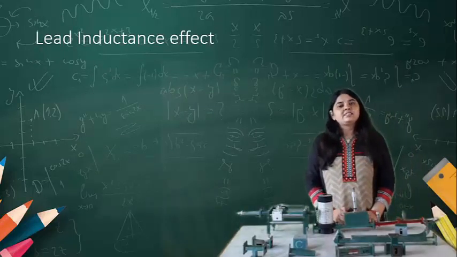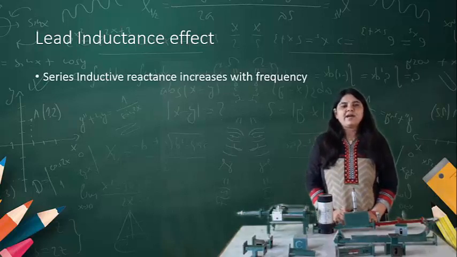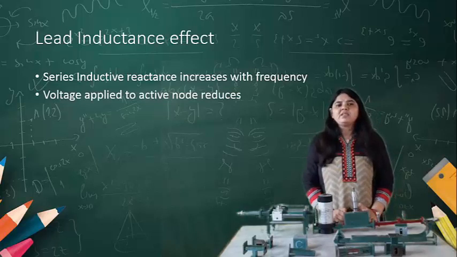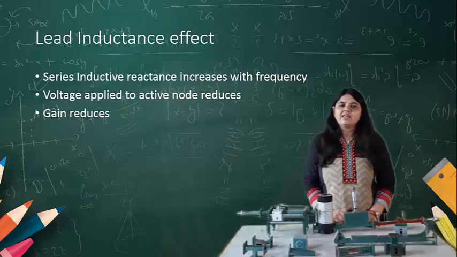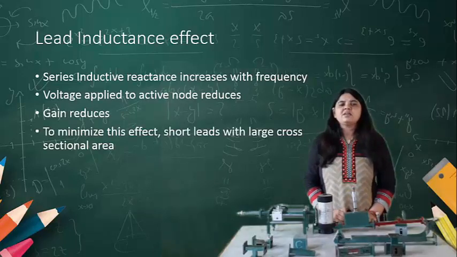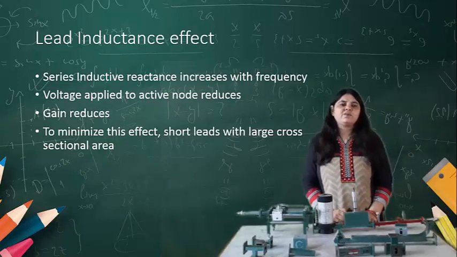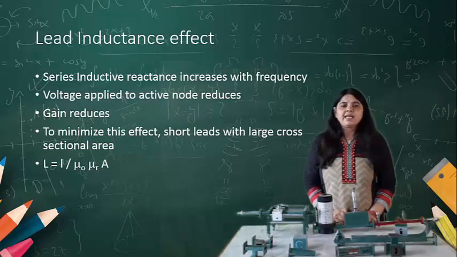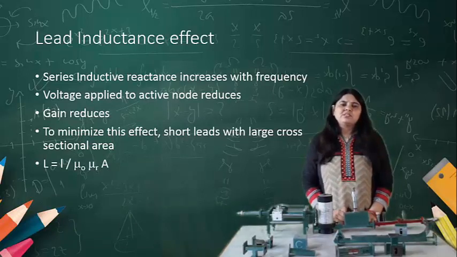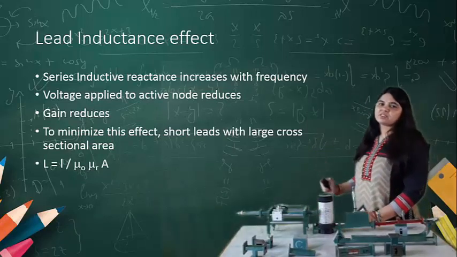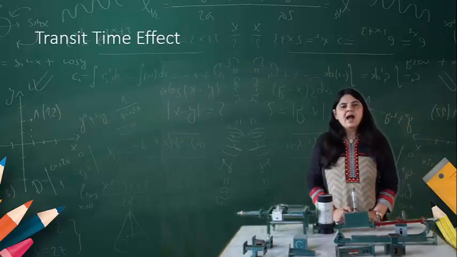You can see in this diagram how the inter-electrode capacitance is there at microwave frequency. The second is the lead inductance effect. What is the lead inductance effect? The series inductive reactance increases with increasing frequency. So a voltage drop appears and it reduces the gain. To minimize this effect, short leads with a large cross-sectional area can be used. So L = μA/l, where μ is equal to μ0 into μr.